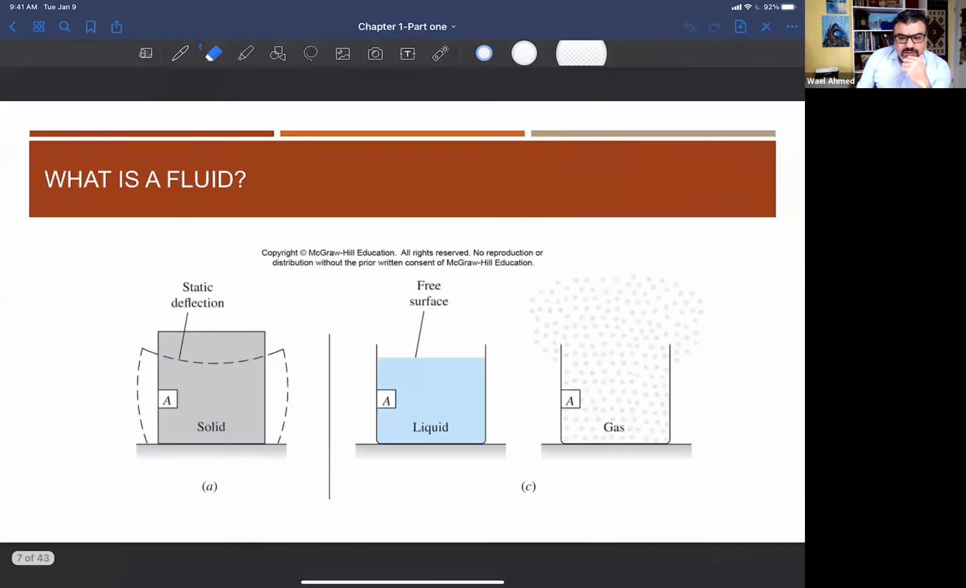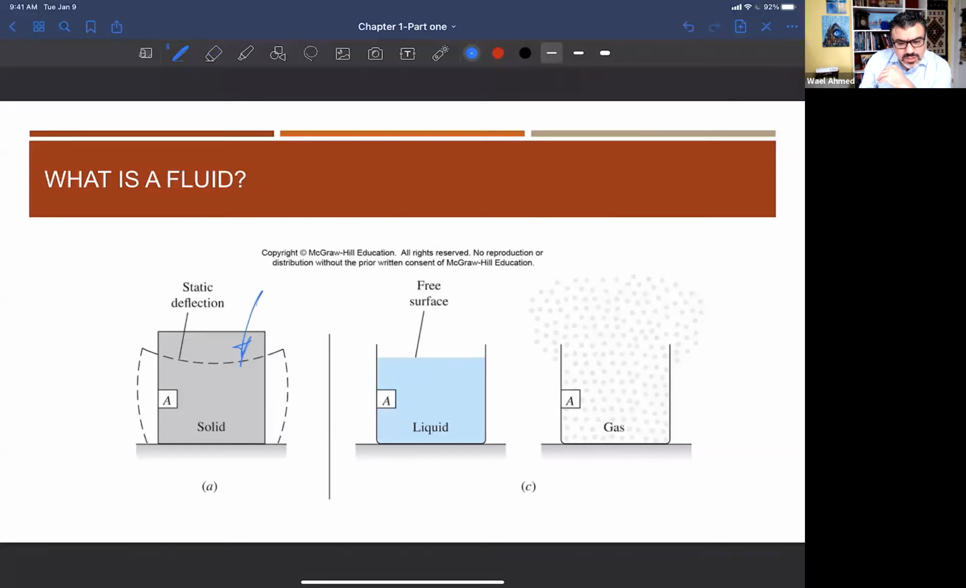I just put this picture here so you can understand this. When you have a solid, we are looking at a certain shape. When you apply some forces here, you basically change the shape of the solid, but maybe the volume will stay the same. For a liquid, if you put it in a different container, it will take a different shape, and gas, as I mentioned, will spread all around.